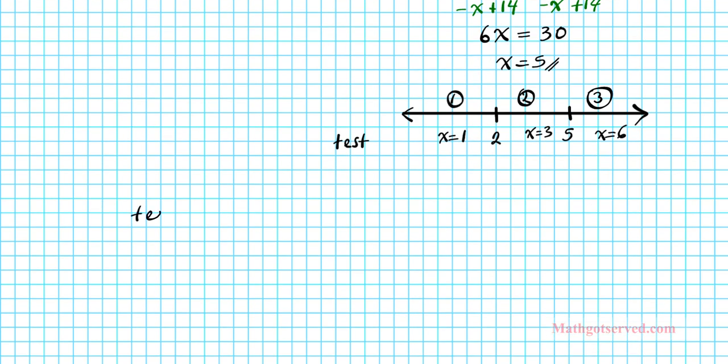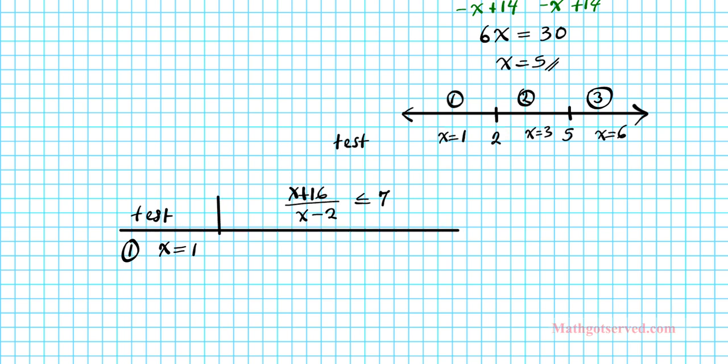So for our test, we're going to test interval 1, where x equals 1, and see if it satisfies the original inequality, which is x plus 16 over x minus 2 less than or equal to 7. Okay, so that's what we're going to be doing right now. So plug that in and see if we have a true or false statement at the end of the simplification process. So put 1 in here. We have 1 plus 16 over 1 minus 2. Is it less than or equal to 7? That's the question, is it?